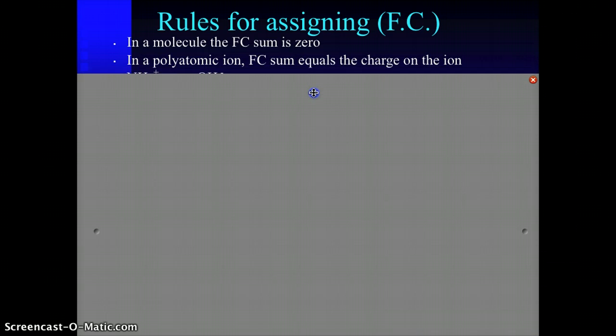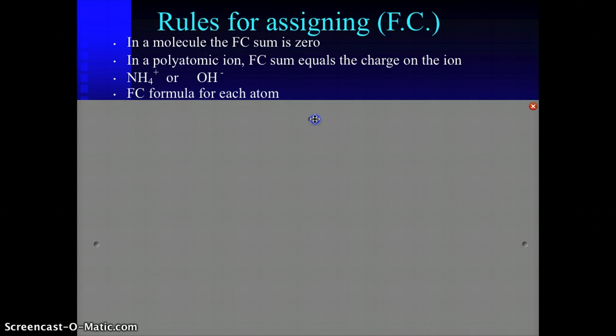So there are some rules for assigning formal charges. Okay, the first couple of rules are this. In a molecule, the formal charge sum has to be 0. So if we have just a plain old molecule, H2SO4 is going to be our example, there's no charge on that. When we add them all up, it should equal 0. If you have a polyatomic ion group like SO4 with a -2, or in our examples here, NH4 with a plus charge, OH with a -1 charge, when you add up your formal charges at the end, the sum should equal the charge on the ion, so hence a +1 or a -1.